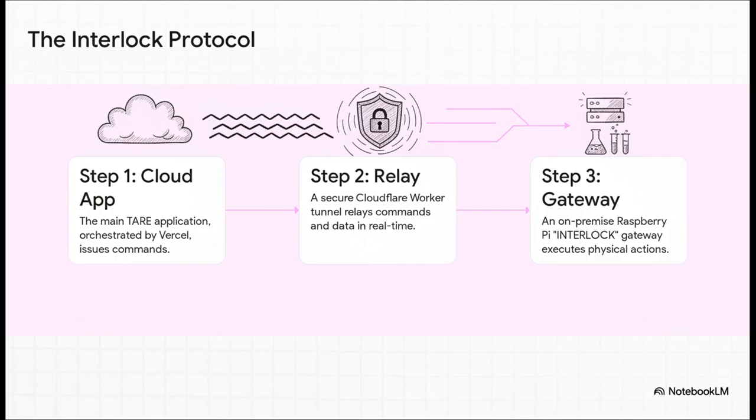It's a three-step process. The command starts in the cloud, then it travels through this super secure private tunnel. It's like a VIP lane on the internet that nobody else can get into. And finally, it arrives at a little gateway device in your lab that actually carries out the physical action. This interlock protocol is a genius way to bridge that digital-physical gap without ever exposing your sensitive lab equipment to the dangers of the public internet.